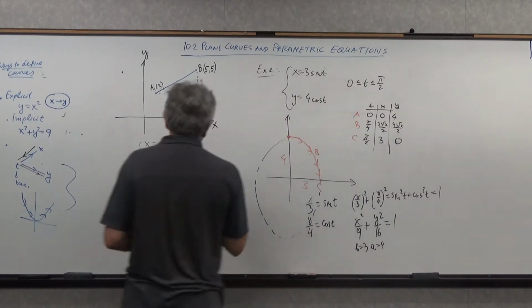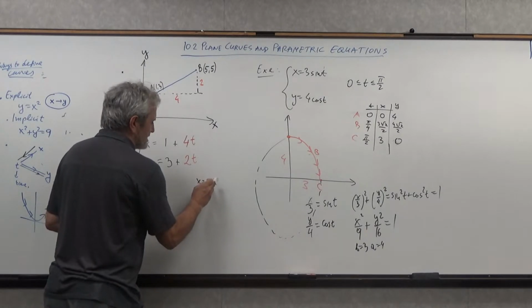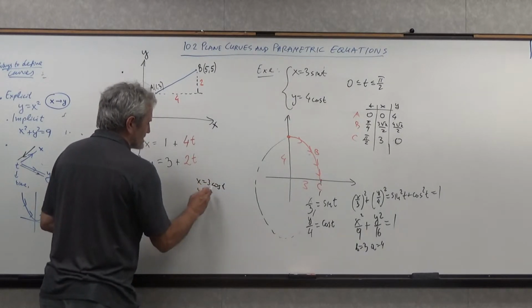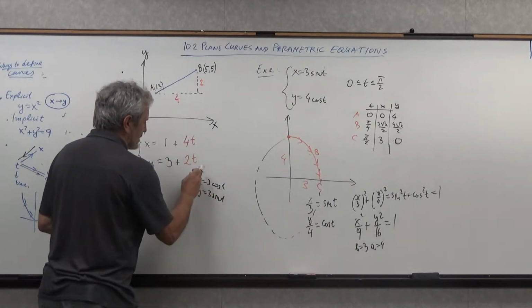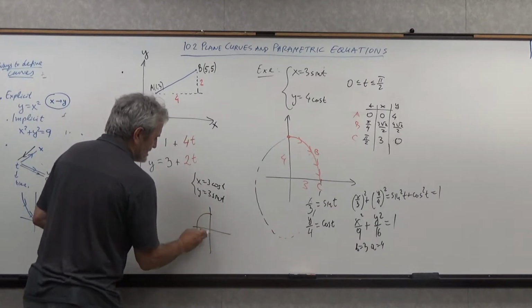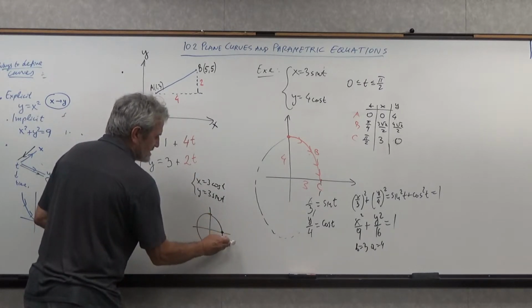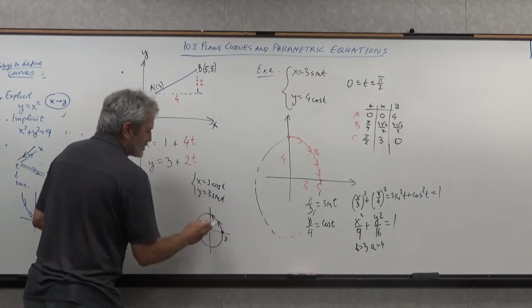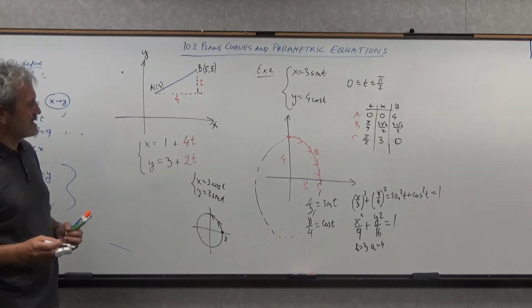Let me copy it here. So x equals 3 cosine t, we did that a minute ago. y equals 3 sine t. That's the most canonical one. That is a circle. Starts here, radius 3, and goes counterclockwise. So that's the canonical example.